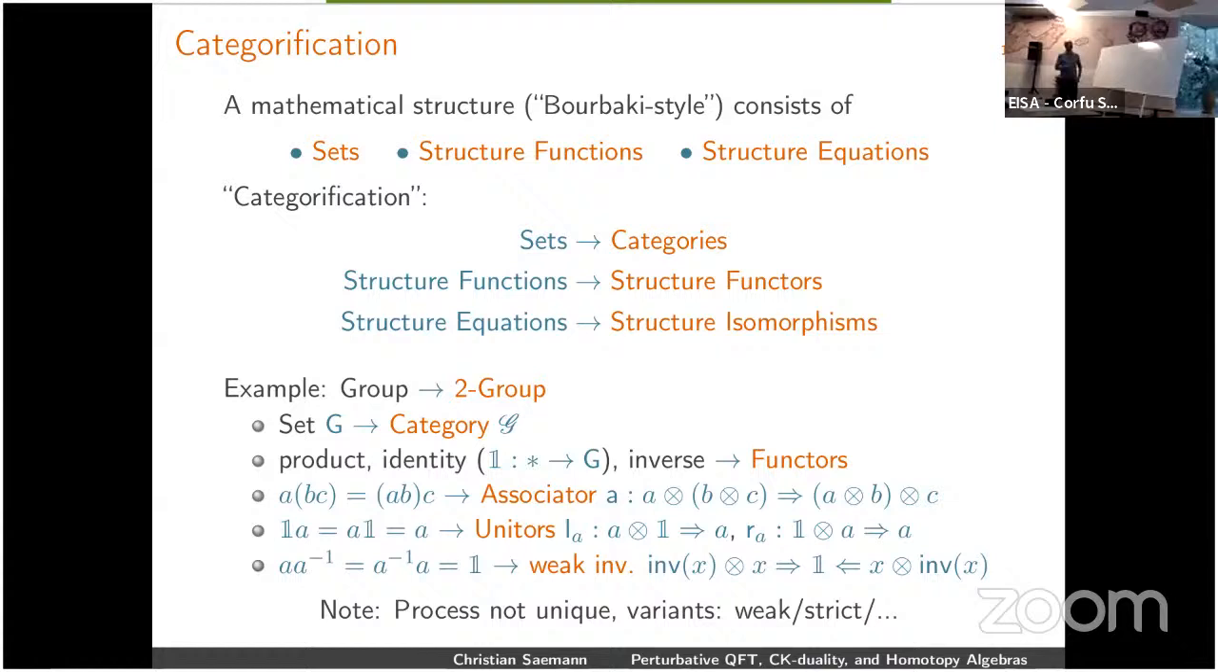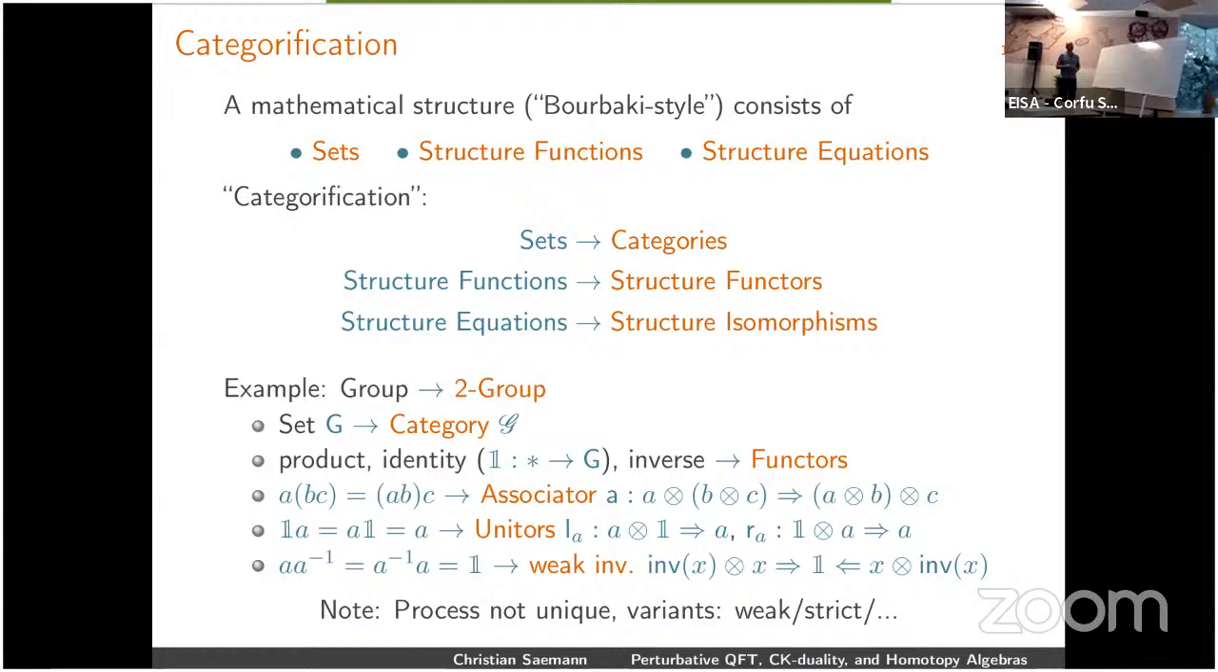So remember that usually, in an old-fashioned Bourbaki style, mathematical structures consist of sets, right? Underlying sets that give you your object. Then you have structure functions on the set. And then you have structure equations that your structure functions satisfy. And you can define essentially any mathematical structure in this way, right? By bundling this together. And categorification is now a very straightforward operation. In principle, you take the sets, you take them to categories, the structure functions become structure functors. Functors are nothing but maps between categories, of course. And then the structure equations become structure isomorphisms, which are relations between functors.